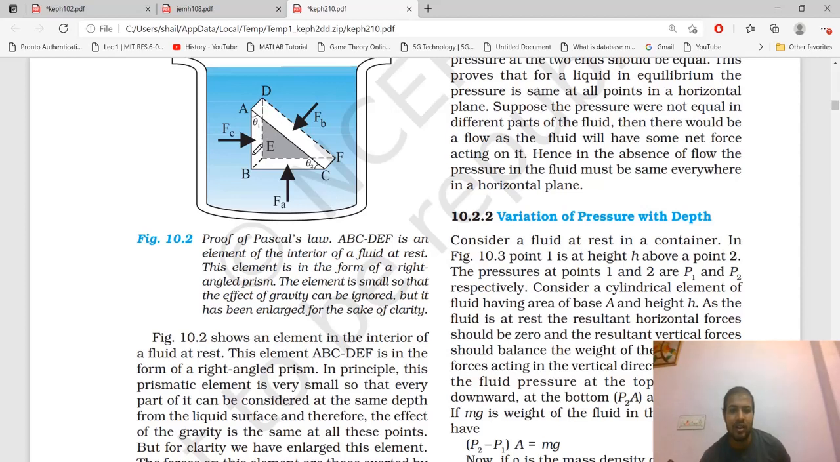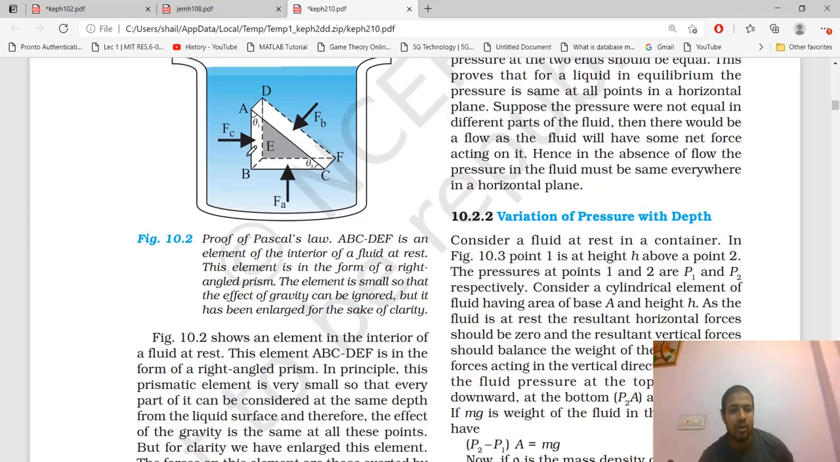These are the surfaces ABCD and DEFC. It is an element of the interior of a fluid at rest. This element is in the form of a right-angled prism. This element is small so that the effect of gravity can be ignored, but it has been enlarged for the sake of clarity. Suppose that this is a very small object, but for the sake of clarity, we have shown it big. Why have we taken this small?